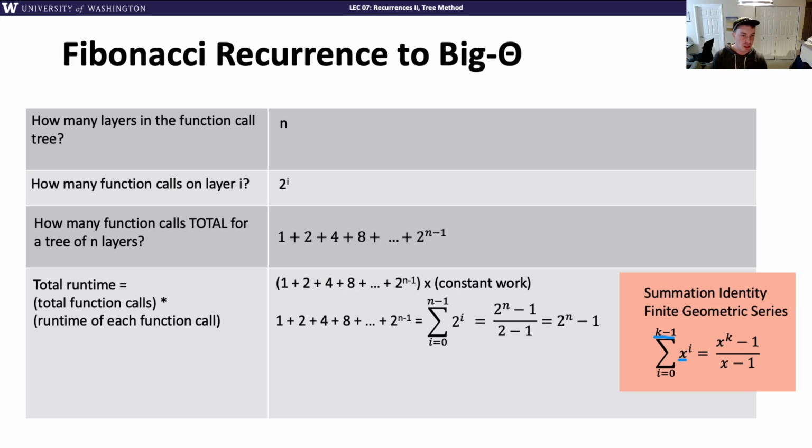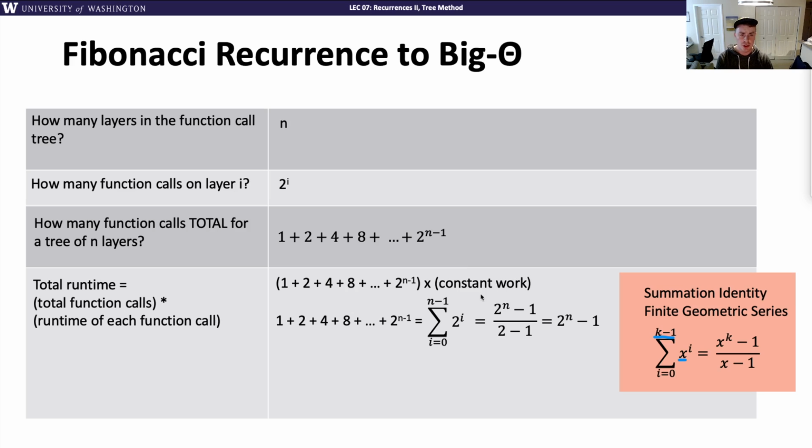But this finite geometric series actually is more general than just powers of 2. It works for lots of other powers. So we have now a closed form for how many function calls there are. For an input n, there are going to be 2 to the n minus 1 function calls in total, if you sum up all the layers.